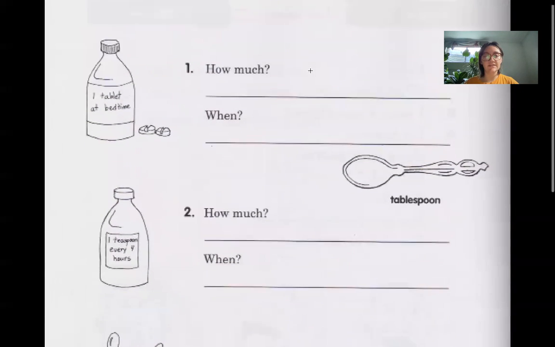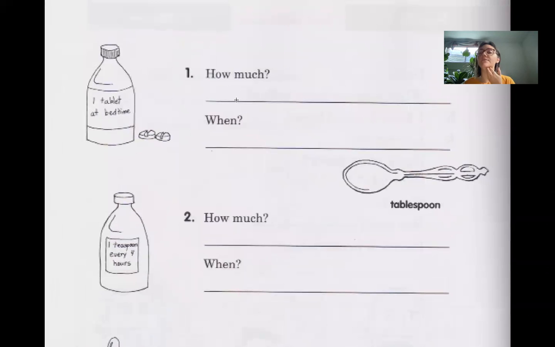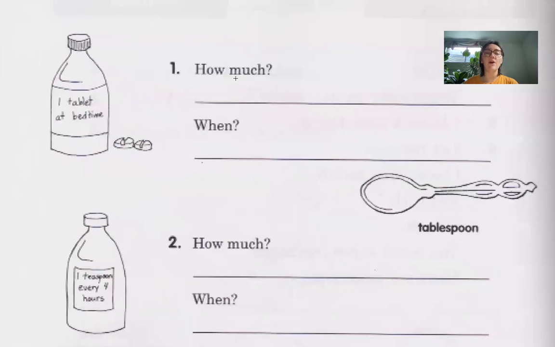Okay, so now we're going to do a worksheet. This says how much and when. When we say how much, it means how much medicine, right? 1 medicine, 2 medicines. How much do you take? What's the number, right? And when we say when, it's like what time? What time do you do this? When?